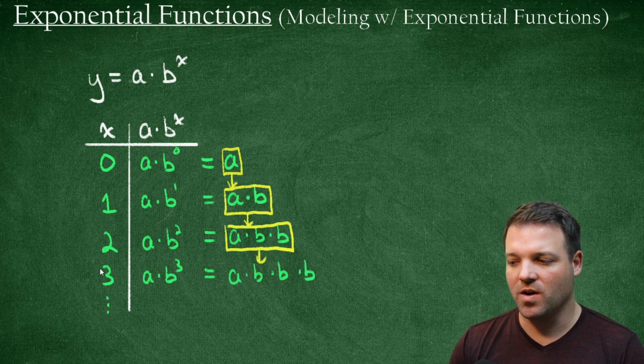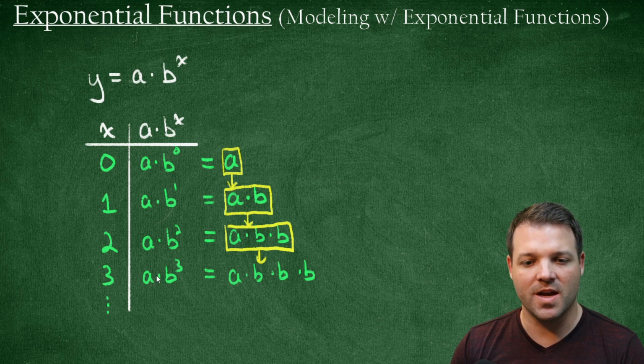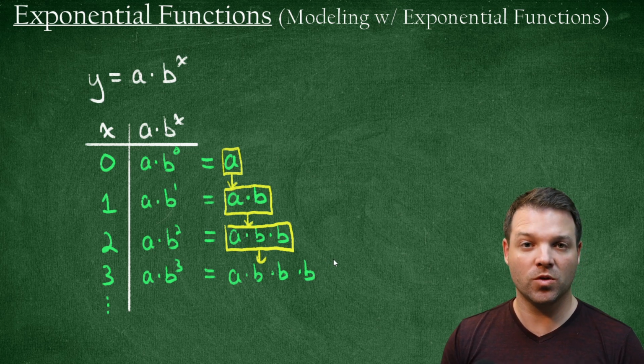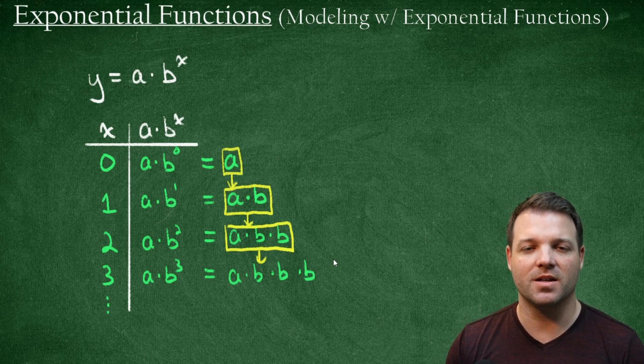And if I continue on, x is 3, then I have a times b cubed, which is a times b times b times b, which again has that previous value, right? That x value of 2 of a times b squared, and then just again multiplied by another b. So what real world situations can we model with this?